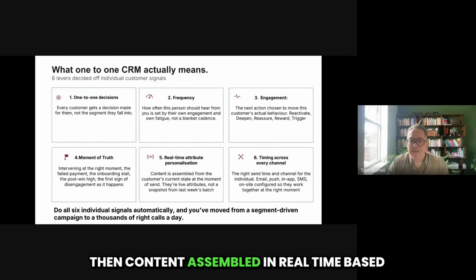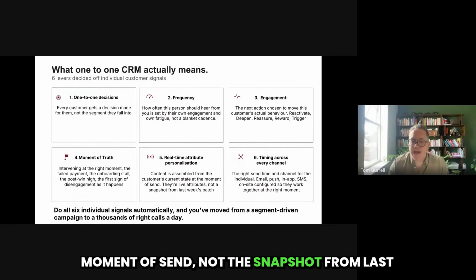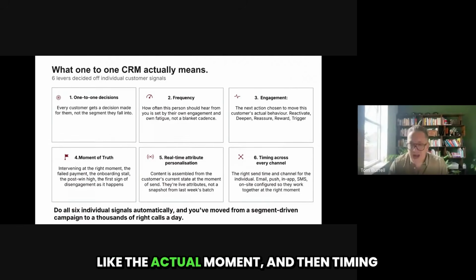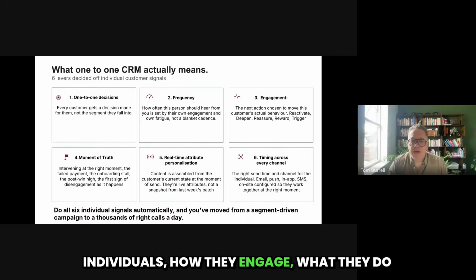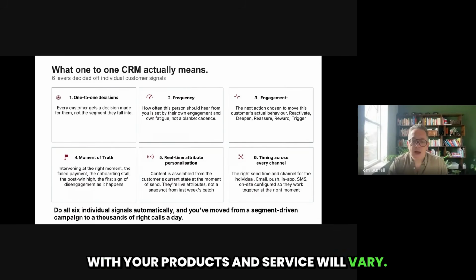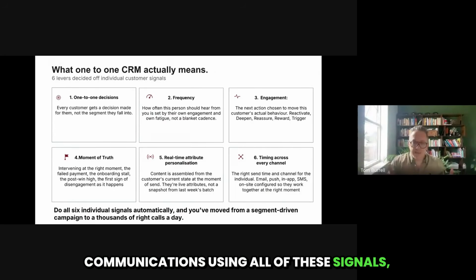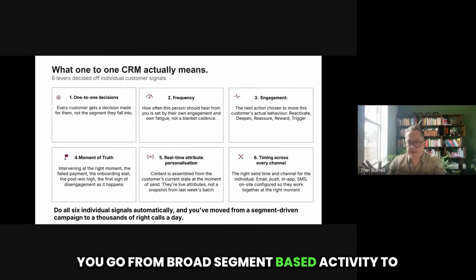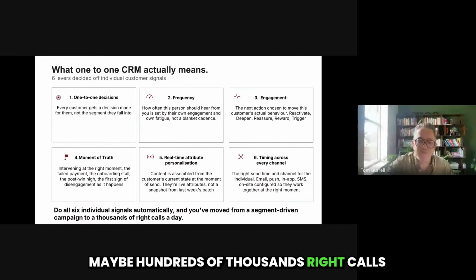Then content assembled in real time based on real-time attribute personalization: the customer's current state at the moment of send, not the snapshot from last week's batch. And then timing across every channel. Timing is, of course, different to frequency. Timing is bespoke to individuals; how they engage and what they do with your products and services will vary. If you do all of these things automatically, taking all of these signals and triggering communications with them, you go from broad segment-based activity to making thousands, and depending on your customer base, maybe hundreds of thousands of calls every single day.